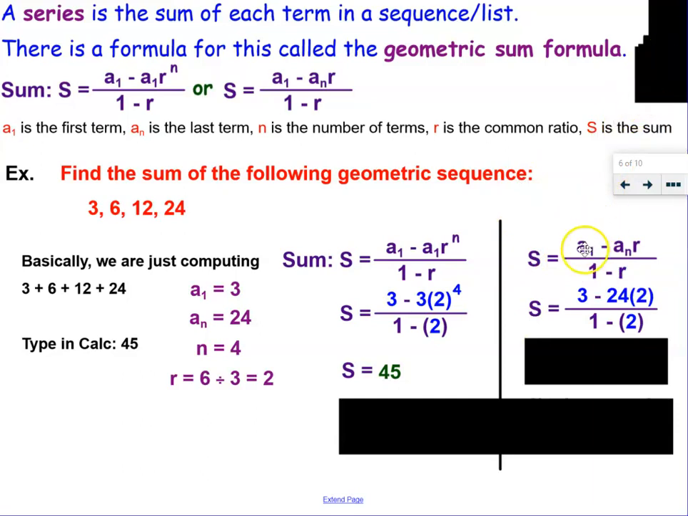Let's try the other formula. Here, the first term is 3, minus the last term, 24, times r, which is 2, over 1 minus r, which is 2.